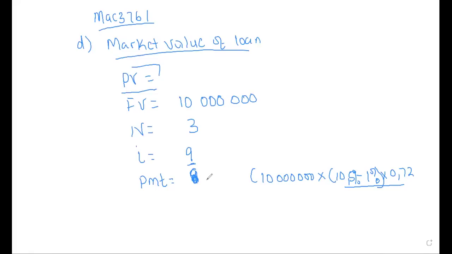I got 684,000. 684. Zero. That zero is our PMT.